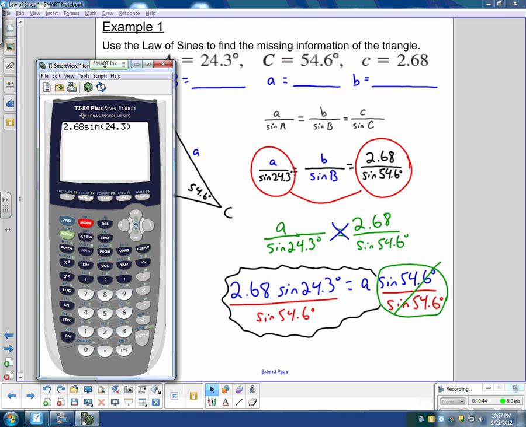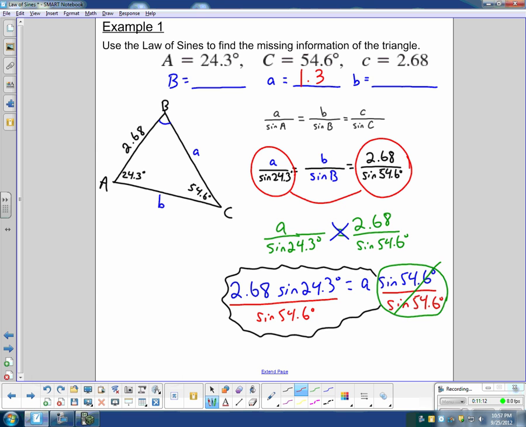So now that it's in degree mode, I've got 2.68 times the sine of 24.3. That's my numerator. I'm going to hit enter. And then I'm going to divide that by the denominator, the sine of 54.6. When I hit enter, that is what A equals. Give me 2 decimal places. So this whole fraction right here, A, is going to be equal to 1.35. So that's my value right here. A is equal to 1.35.